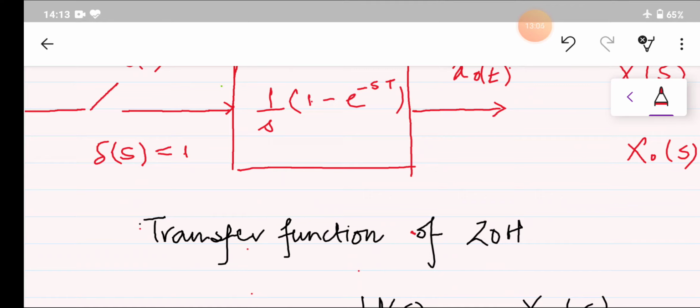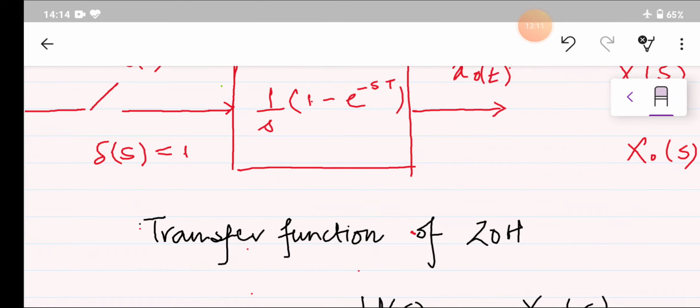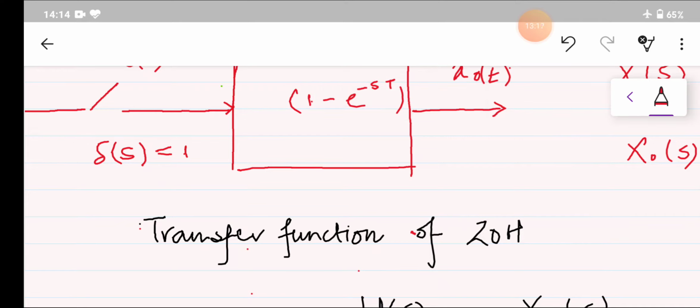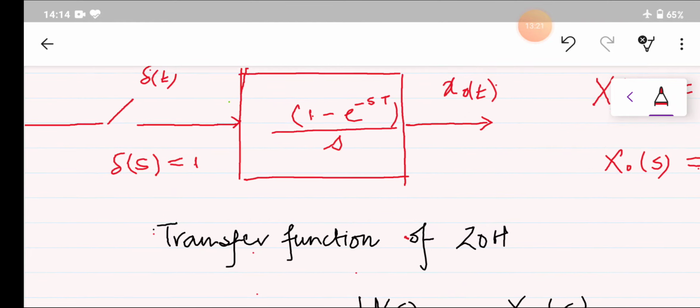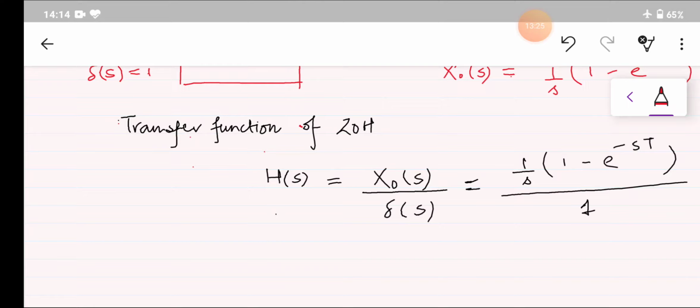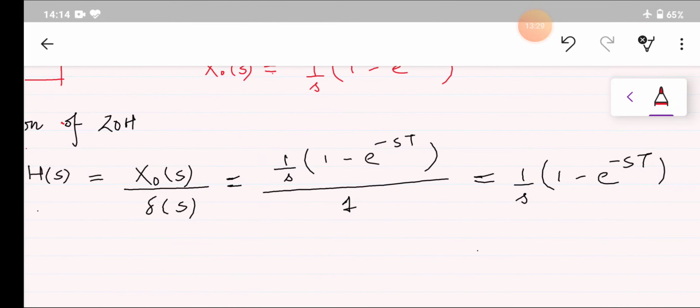So in this way we have determined the transfer function. We can write it as 1 minus e to the power minus sT divided by s, which looks like this. Okay, so the transfer function of zero order hold will be 1 minus e to the power minus sT divided by s.